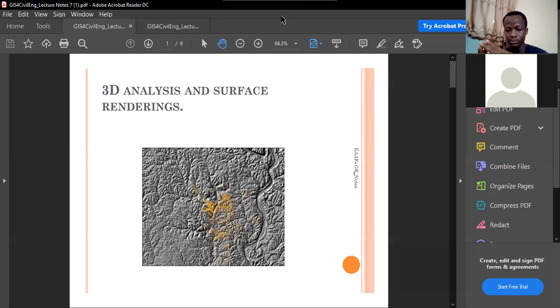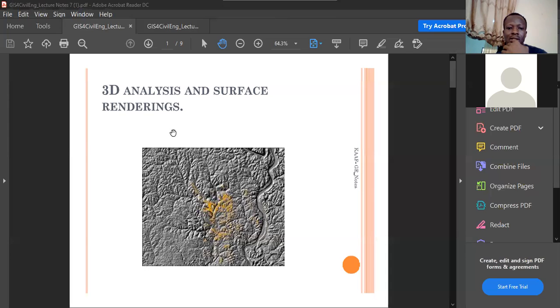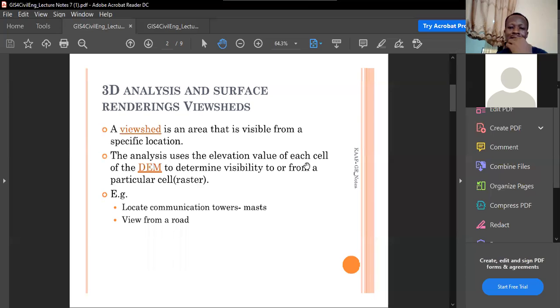You can talk about hydrology, hydrological analysis, in which you want to know the flow of water and a whole lot. What we call watershed, et cetera. Okay, so we are going to talk about what we call viewshed, and of course, viewshed and watershed are going to be the same. A viewshed is really an area that is visible from a specific location.